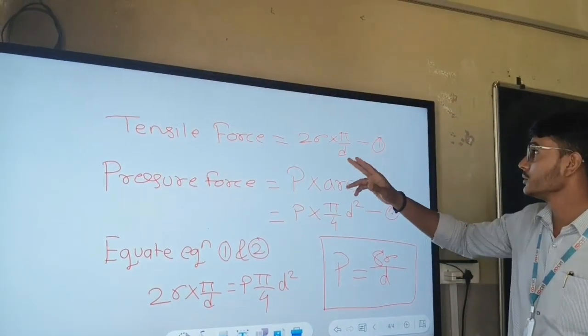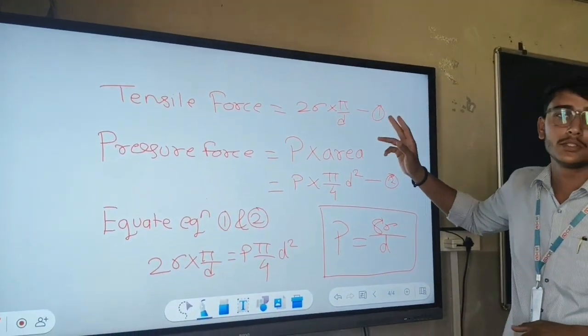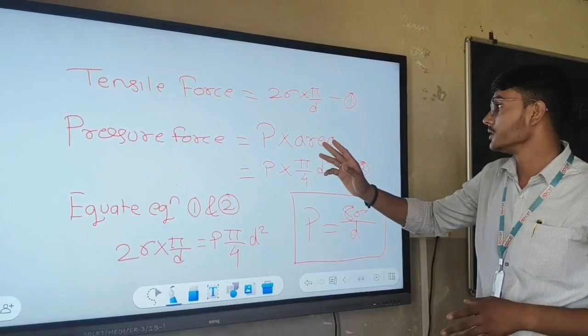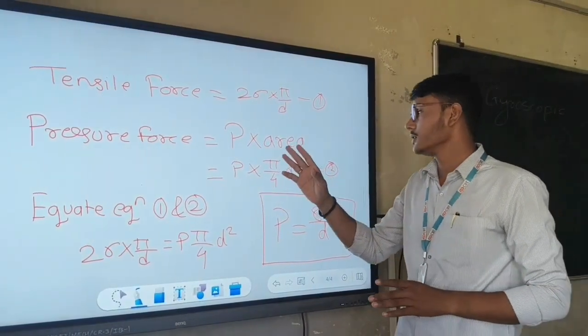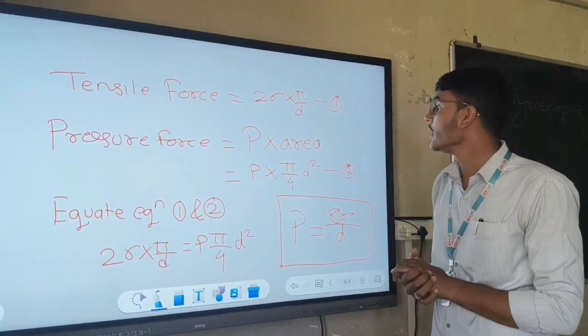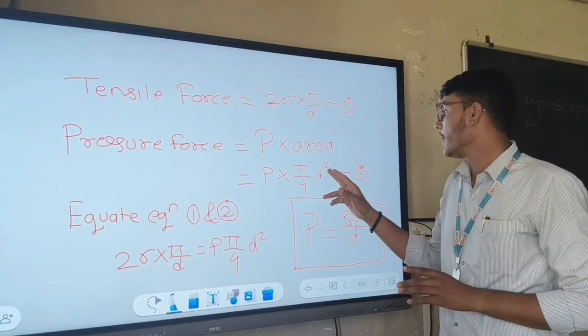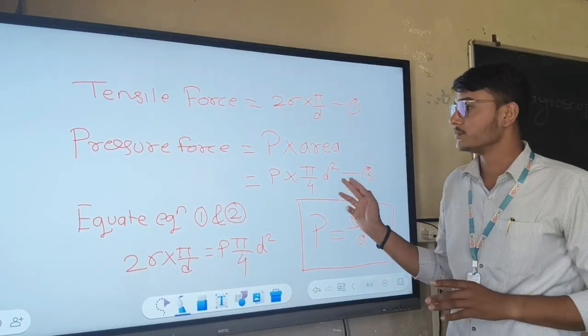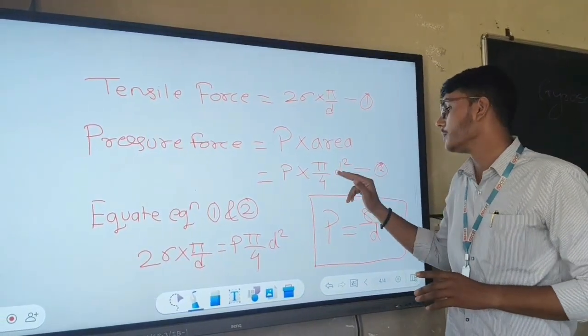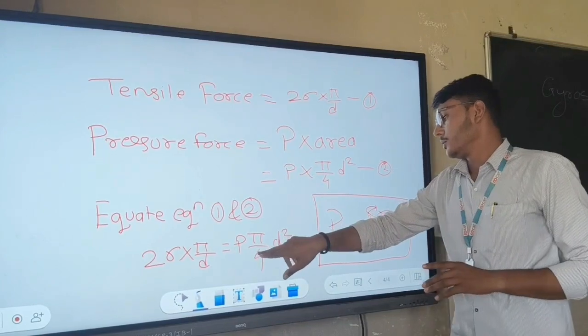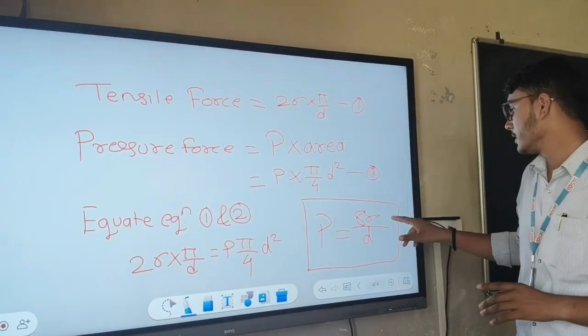Tensile force is equal to 2 sigma into pi d. Consider equation 1. And pressure force is equal to P into area, P into area into pi by 4 d square. Consider equation 2. Equating equation 1 and 2, P equals 8 sigma upon d.